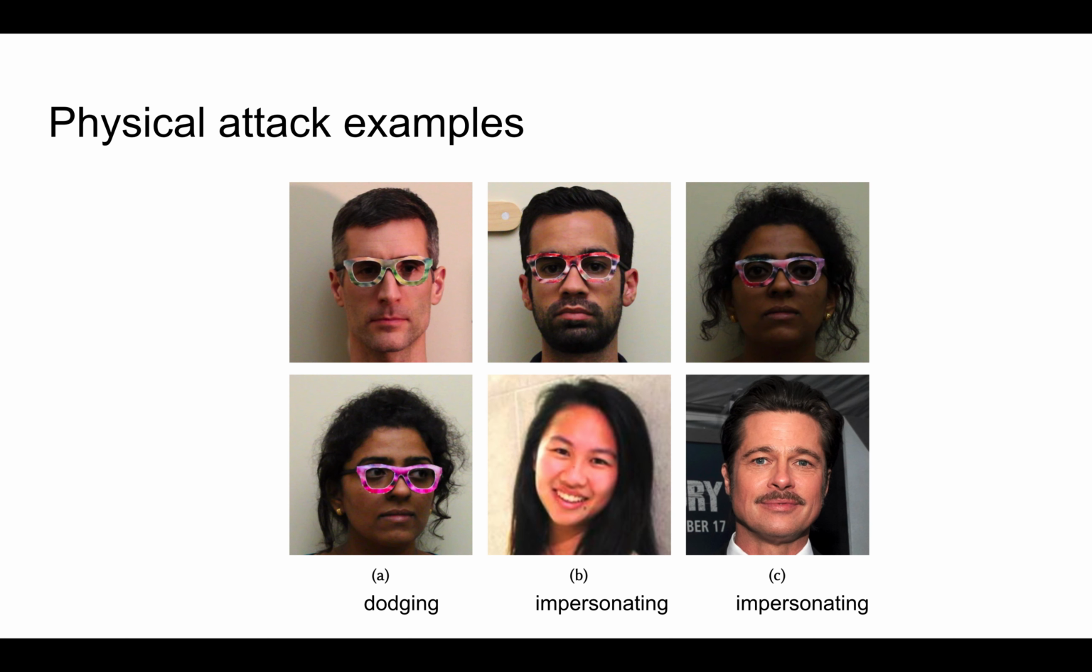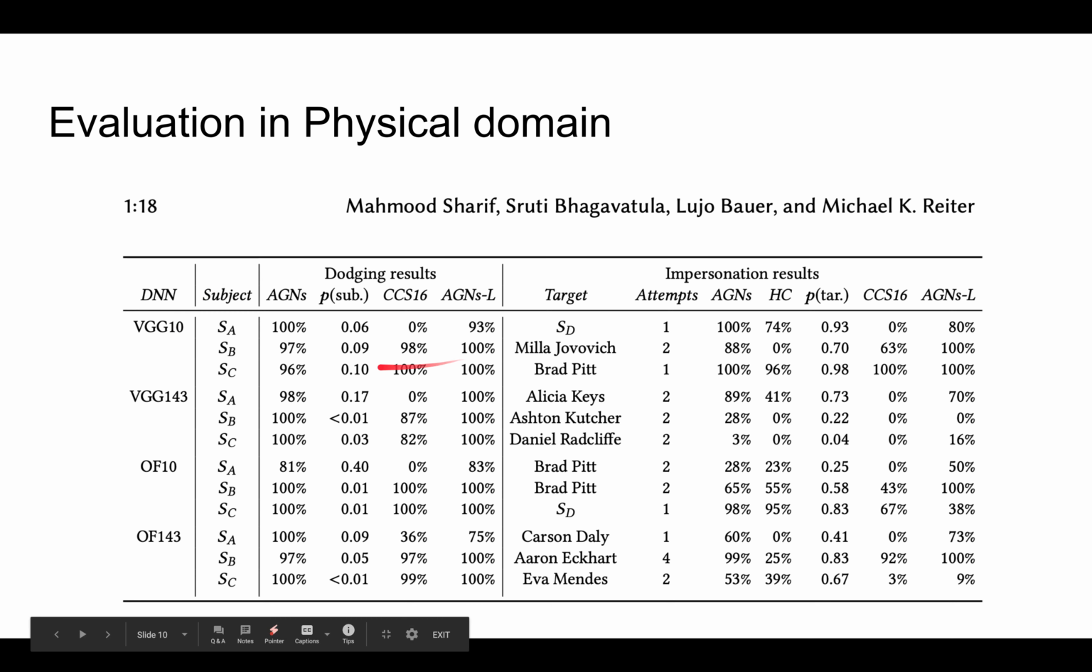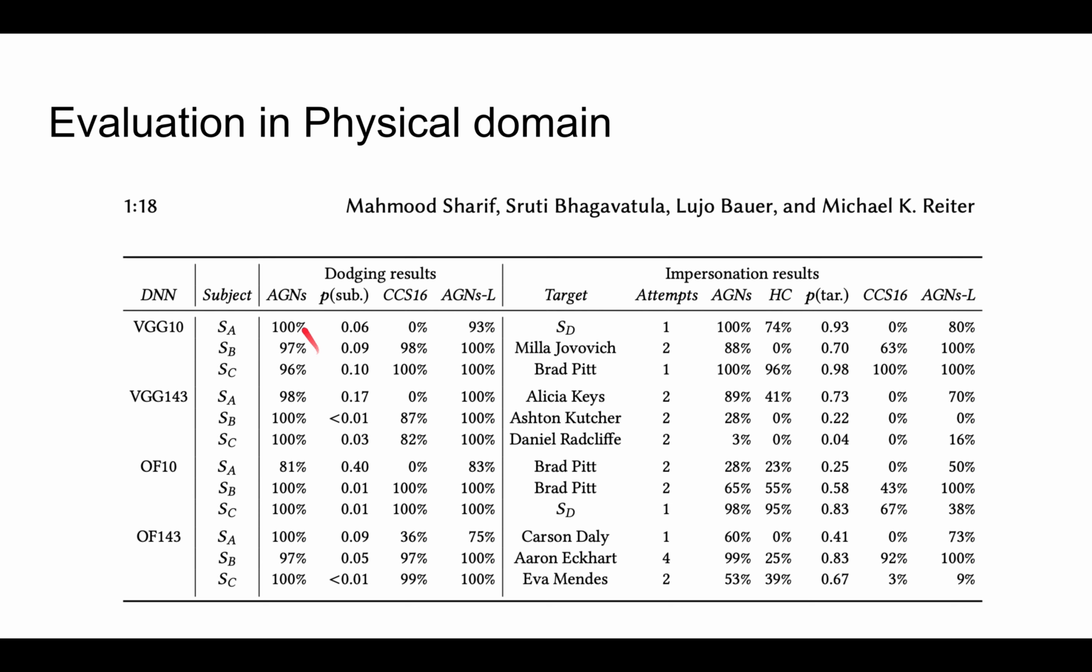The attack is very promising in the physical world, as you can see from the examples I mentioned before. This chart is a more empirical evaluation of the results. On the left side, it shows the dodging results, where we can see that AGN almost outperforms all the other models with a very high success rate. And on the right side are the impersonation results. As we can see in this chart, the AGN model only used a few attempts to defeat the facial recognition software.